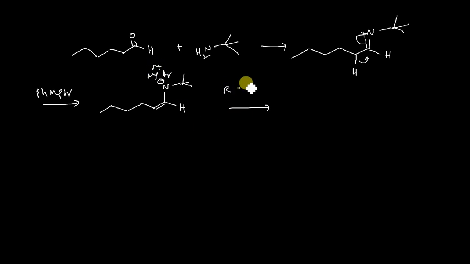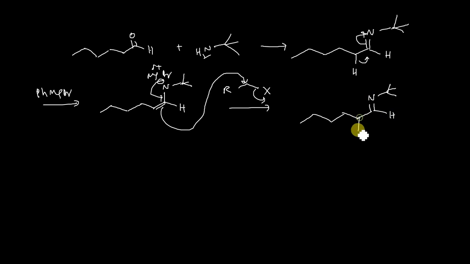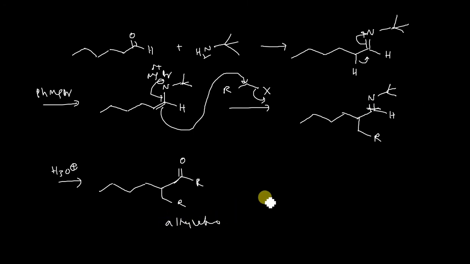Now you can treat this with any alkyl halide. It gives you the required alkylated product, followed by hydrolysis of this amine to produce the alkylated carbonyl compound. So you can also get this alkylation process from carbonyl compounds.